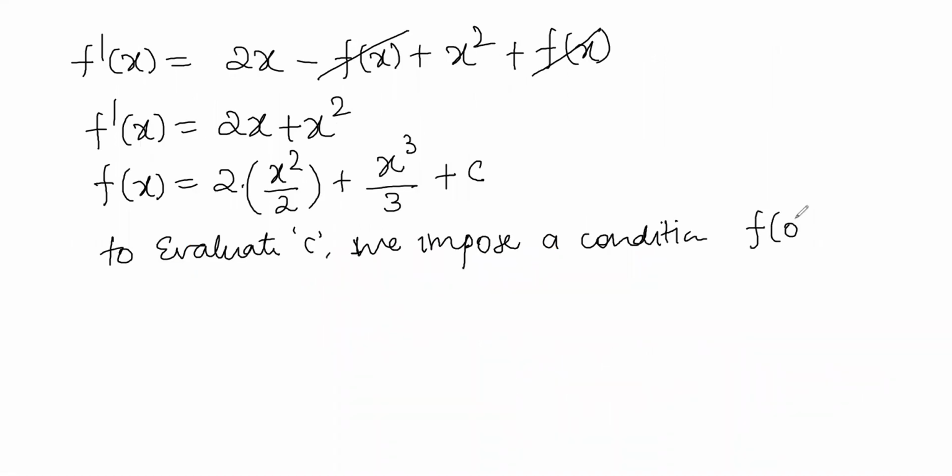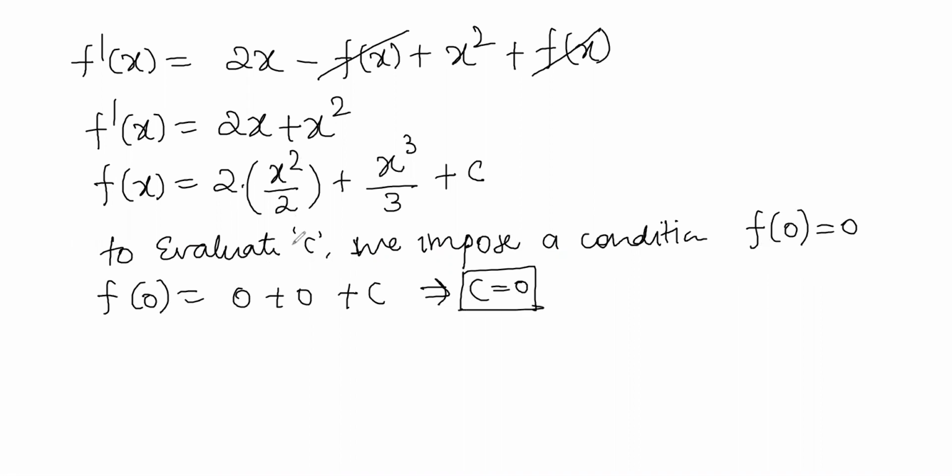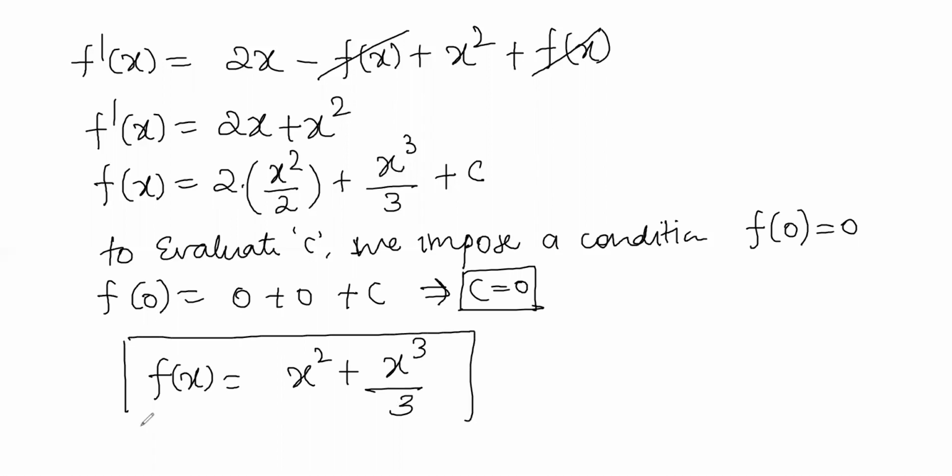So f of 0 equal to 0, I know it from my integral equation, sorry, not differential. So I'll impose this condition here. f of 0 will be equal to this quantity 0 and this quantity 0 plus c, which forces c to be 0. So if my c is 0, I easily have f of x is nothing but x square plus x cube by 3. This is my required function.